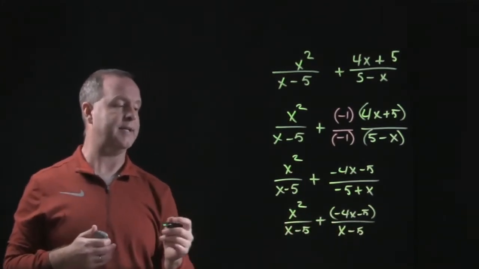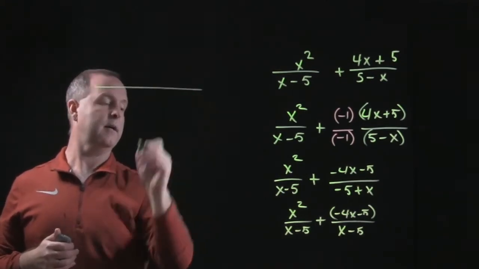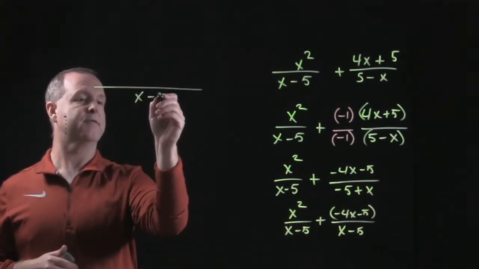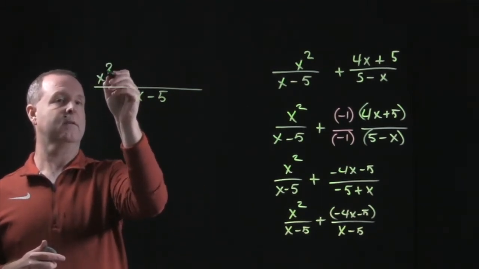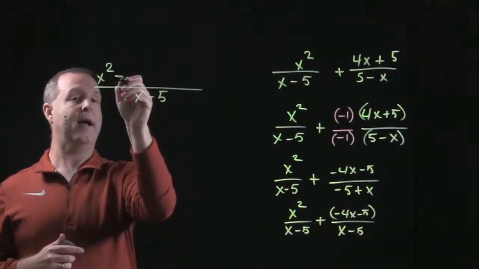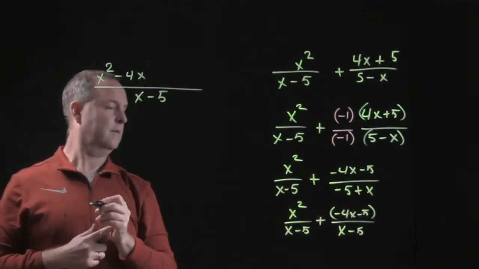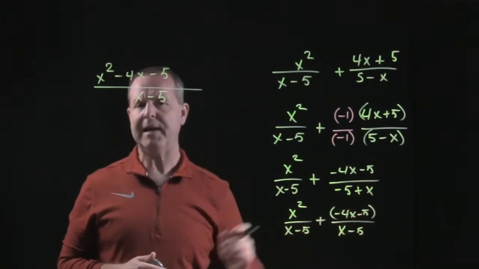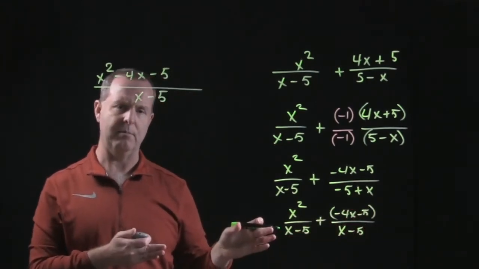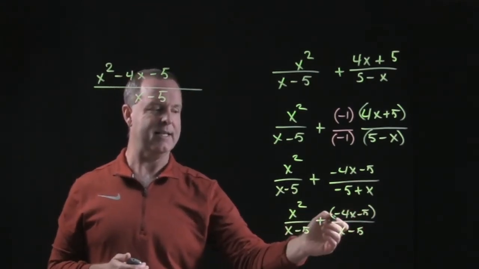We collect our like terms in the numerator. The denominator remains x minus 5. In the numerator, I have an x squared minus a 4x minus a 5.